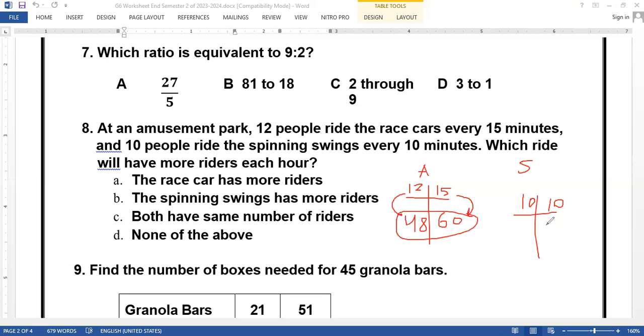Here, I multiply by 6, this becomes 60 minutes. So I multiply this by 6 again, it becomes 60 people. So in 1 hour, in the amusement park, we have 48 people. But in 1 hour in the spinning swing, we have 60 people. So the spinning swing has more riders.